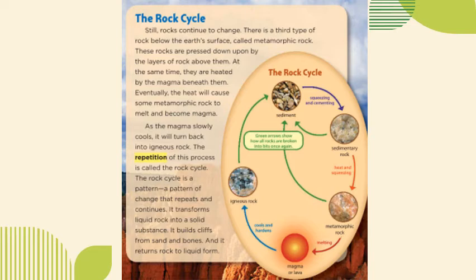The repetition of this process is called the rock cycle. The rock cycle is a pattern of change that repeats and continues. It transforms liquid rock into a solid substance. It builds cliffs from sand and bones, and it returns rock to liquid form.